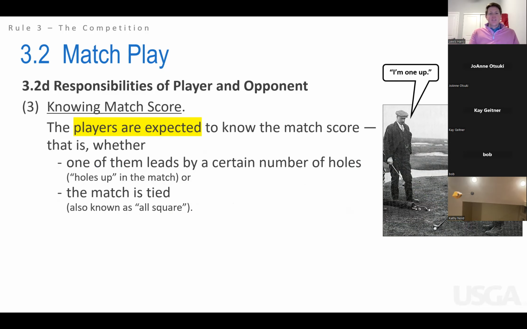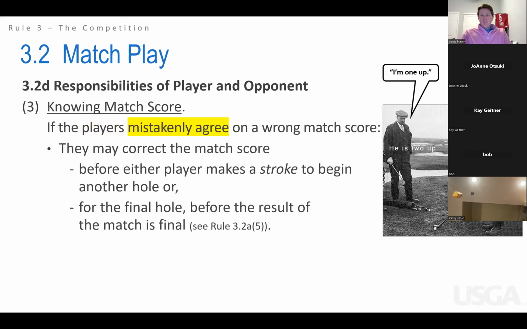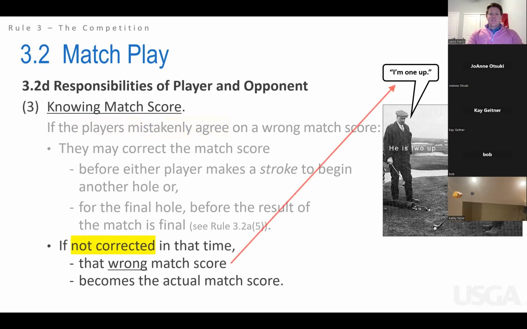Knowing the match score, we already talked a little bit about knowing the match score here. And players are expected to know the match score. Again, this is you and your opponent. You're the only two people involved here. You got to know the match score. If you mistakenly agree on a wrong match score, you can either correct it before someone makes a stroke or before the final hole, before that result becomes final. If we don't correct it, that match score becomes the actual match. The wrong score becomes that actual match score.